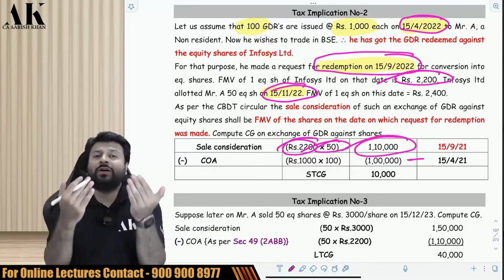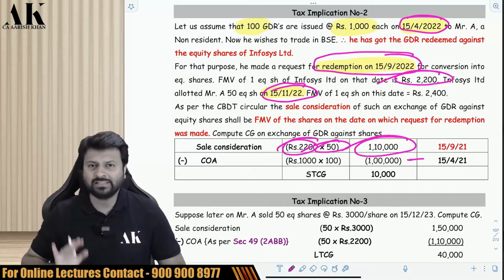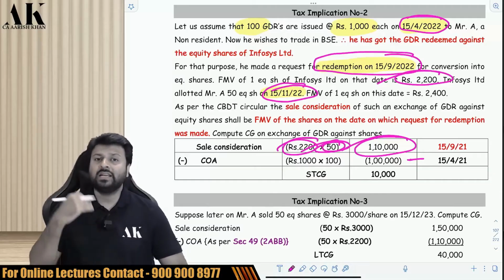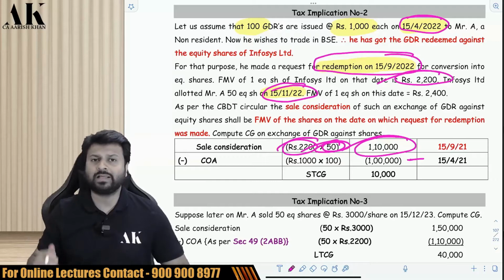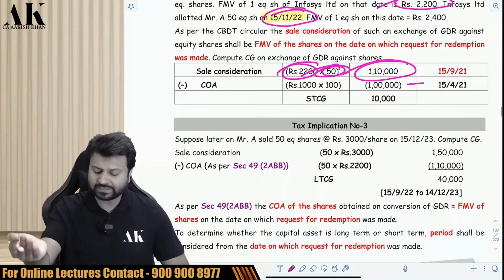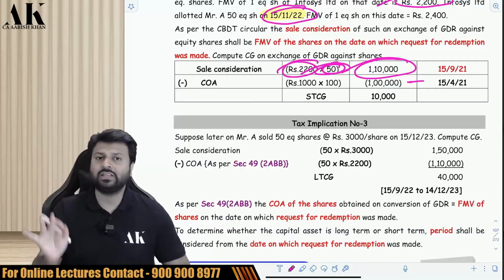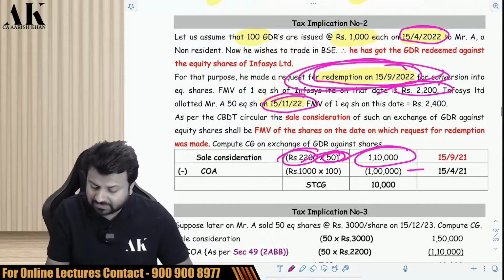Now, let's go one step ahead also. What does the shareholder have now? The shareholder now has GDR or shares? It has shares. How many shares? It has 50 shares. Now, when he will sell these shares, how will the capital gains be computed? What will be the cost of acquisition? So whenever he will sell the shares, at that time again the government says that the cost of acquisition will be the FMV of the shares on the date on which the request for redemption was made.